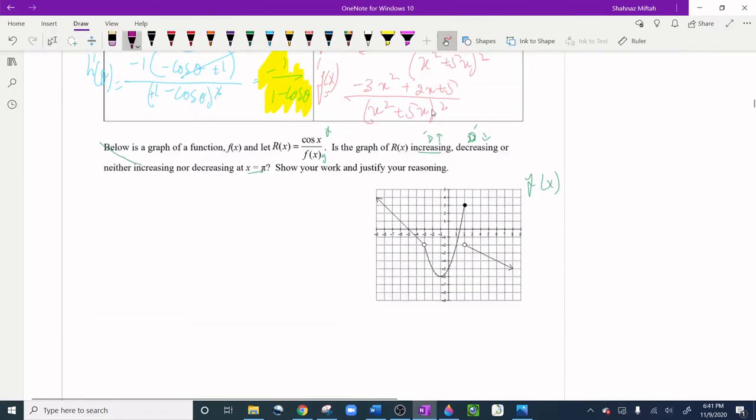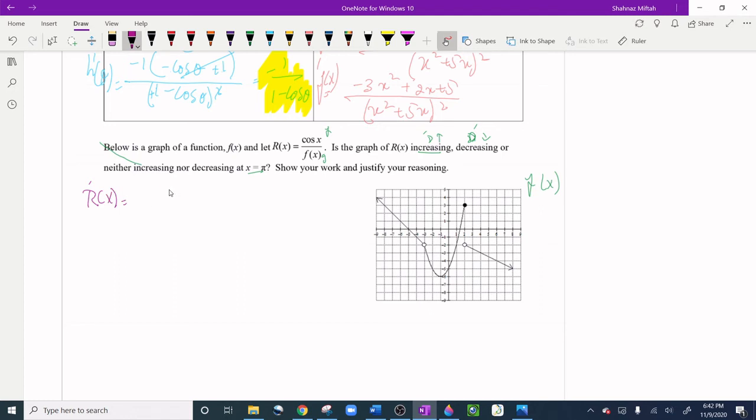Now, for this question, below is a graph of function f of x, and let r of x equal cosine x over f of x. It's a quotient rule, and I already put f and g up here. Is the graph of r of x increasing, decreasing, or neither at x equal pi? Show your work, justify your reasoning. Increasing means we have to take a derivative and figure out if it's increasing or decreasing. So I'm going to take the derivative, r prime x.